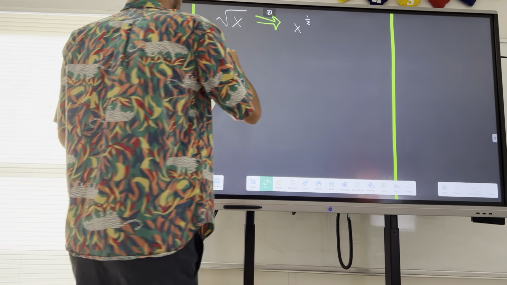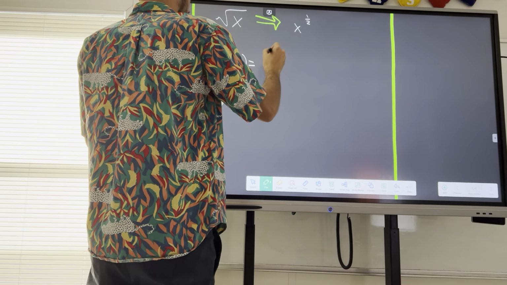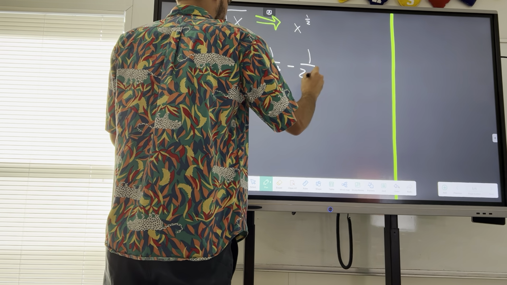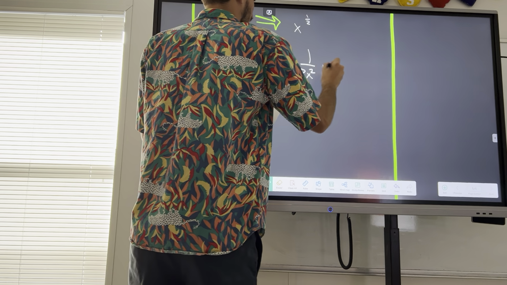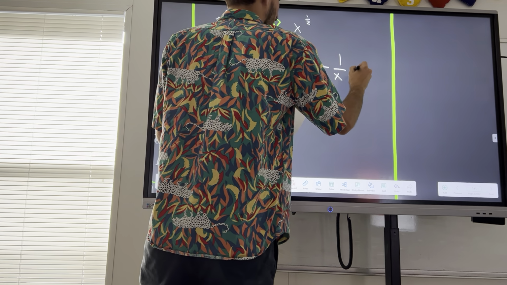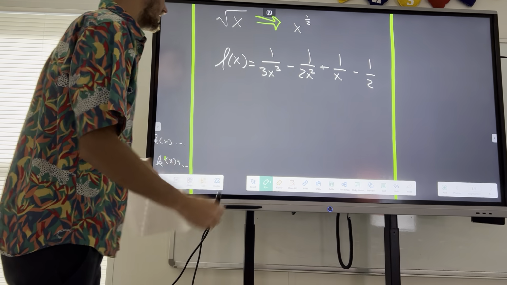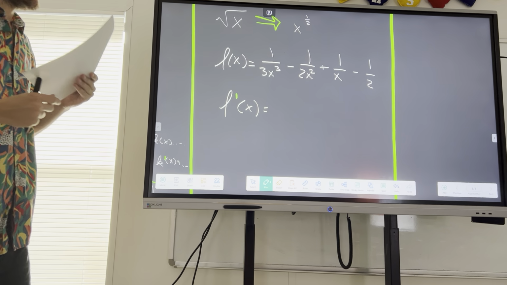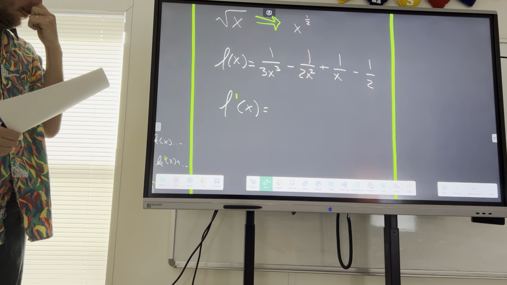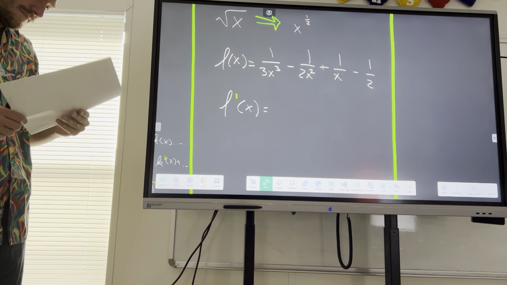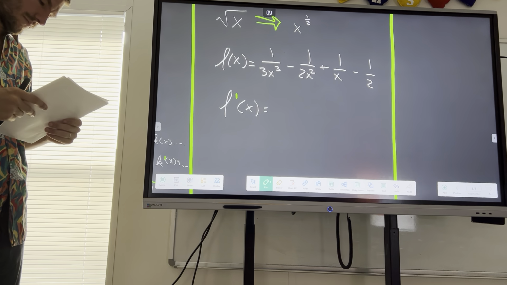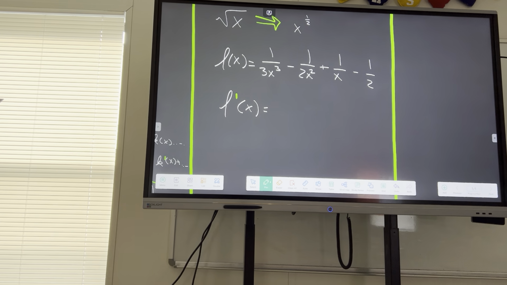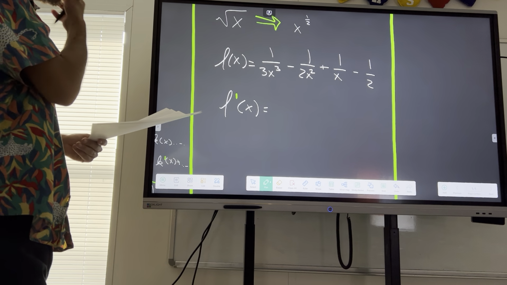Okay, let's do a question here. L of x is equal to 1 over 3x cubed minus 1 over 2x squared plus 1 over x. Same thing as before, we're trying to find the derivative. I'll give you guys some time. No, we're crushing it. We're almost done with those, to be honest.